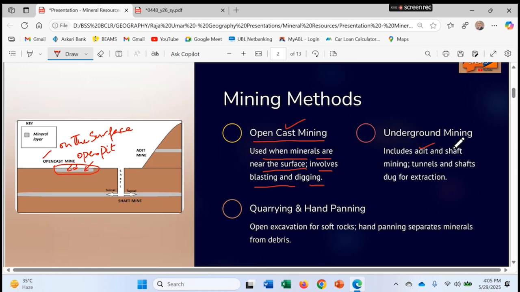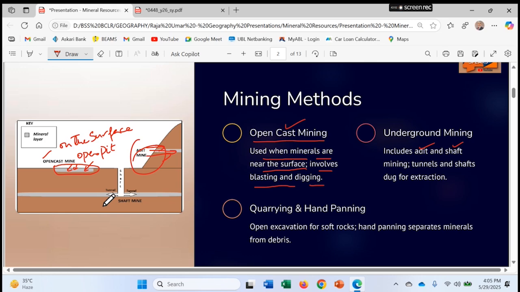So the second one, underground mining, includes adit mining and shaft mining. Here you can see, adit mining means whenever a horizontal tunnel is dug out and the mineral is reached and extracted from there. If you might have seen the Kevada mines, it is a horizontal tunnel. It is not going deep vertically, but it is a horizontal tunnel going into the mountain. You can say that the rock salt mining at Kevada is being done by the method of adit mining.